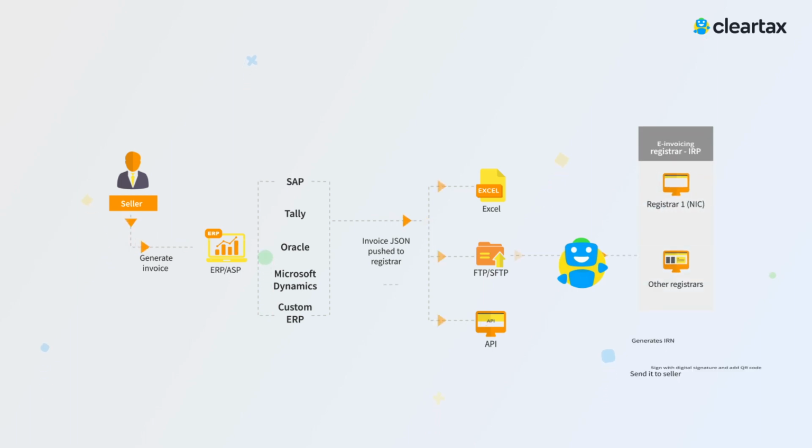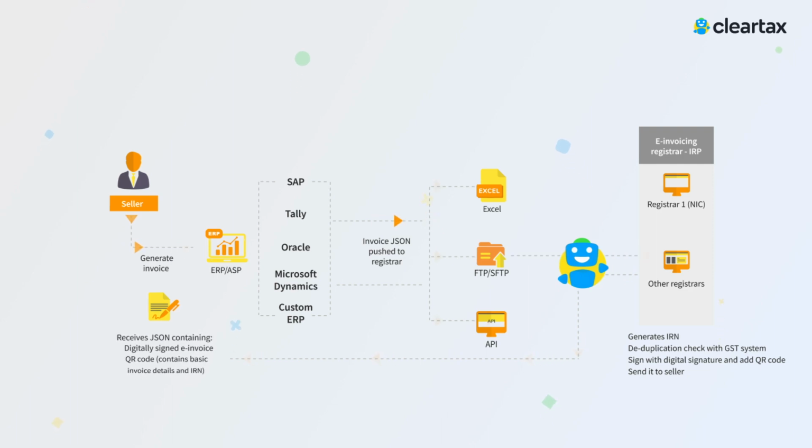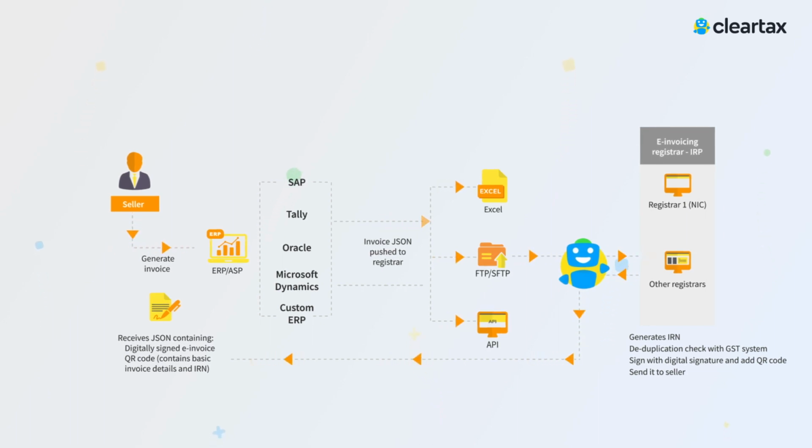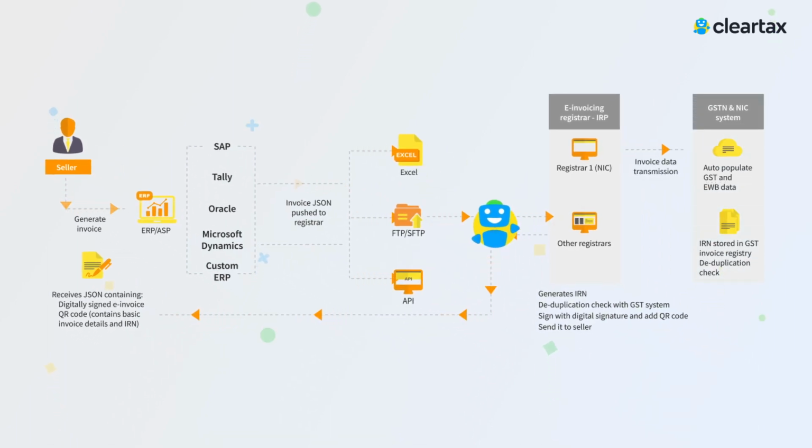After this, IRP will generate the invoice reference number, which is the IRN for that invoice, and digitally sign the invoice with QR code, which will contain all the key information of the e-invoice. Once IRN is generated, IRP will push the JSON file along with the IRN and QR code back to the seller's ERP via ClearTax.